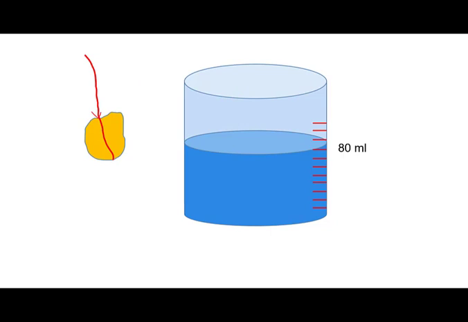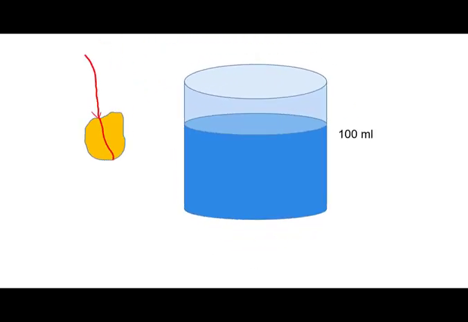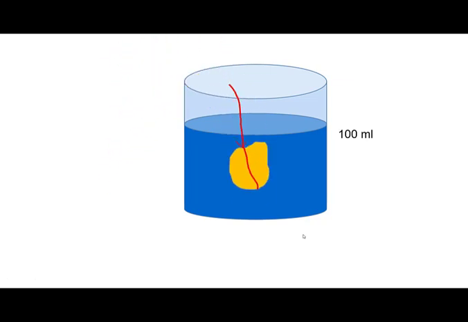Notice that the level of the liquid initially is 80 ml. Now you take the stone, tie it with a thread and put it inside the liquid. This stone is irregular in shape, and you have to notice an important point: the sides of the wall should not touch the stone. Now you can notice the level of the liquid will be raised to some extent. Before it is 80 ml, after immersing the stone in the liquid, the value will be 100 ml.